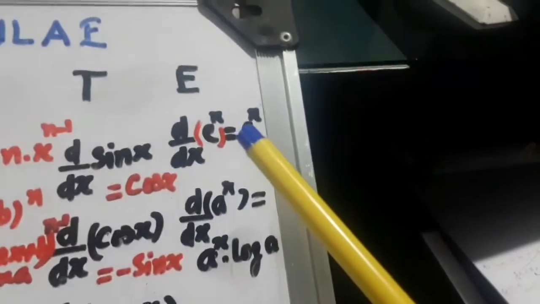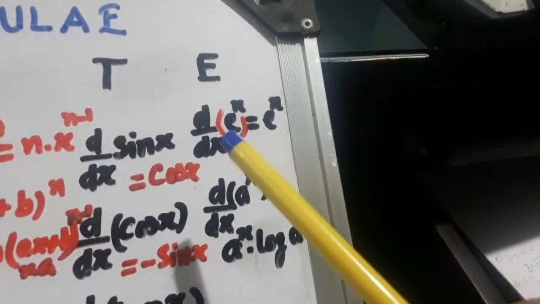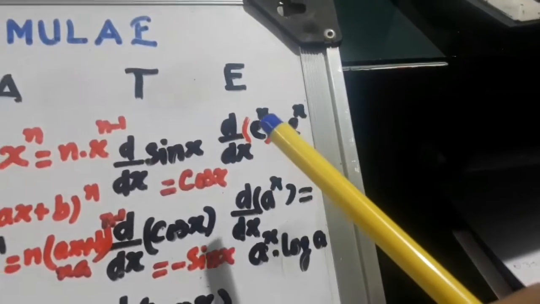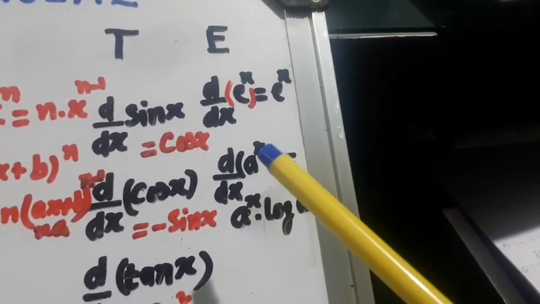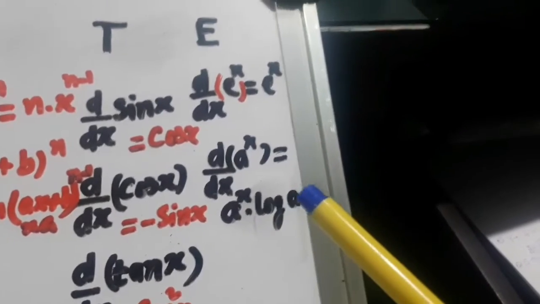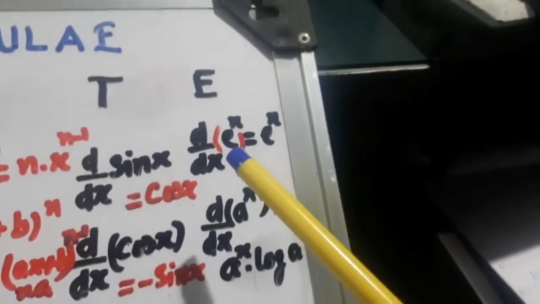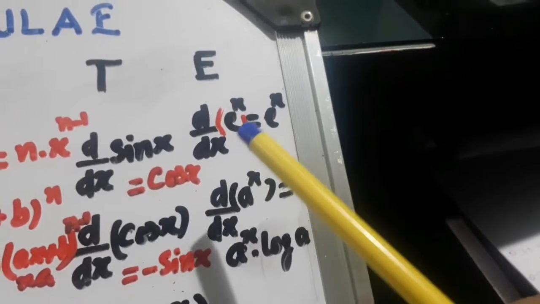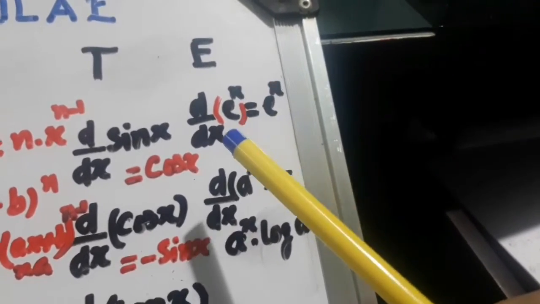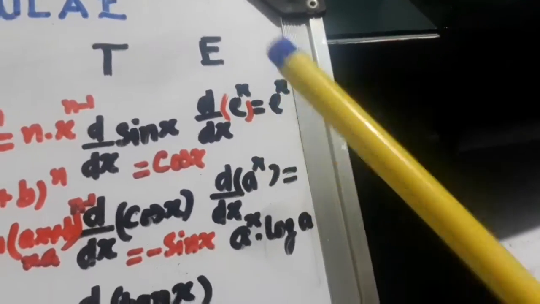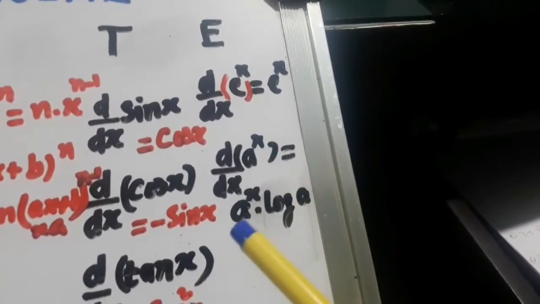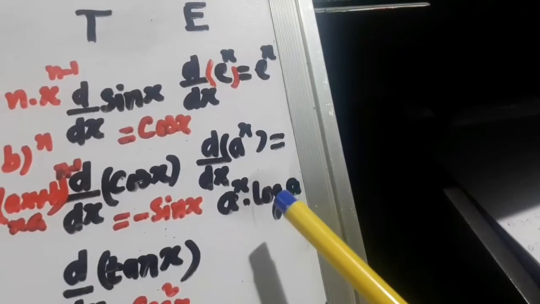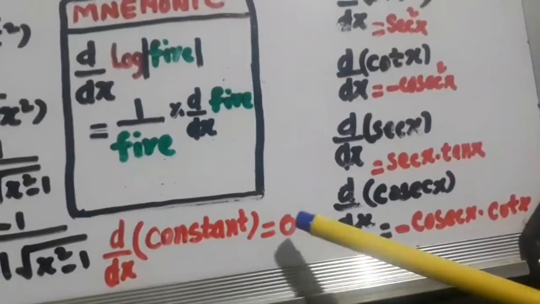Now the last one is the exponential function. d/dx of e raised to power x is e raised to power x. d/dx of a raised to power x is a raised to power x into log a. So you have to remember, in the case of the derivative of e raised to power x, it is the same. Mother is the same, daughter is the same. Similarly, d/dx of a raised to power x is a raised to power x, multiplied with log a. Now d/dx of a constant is 0.